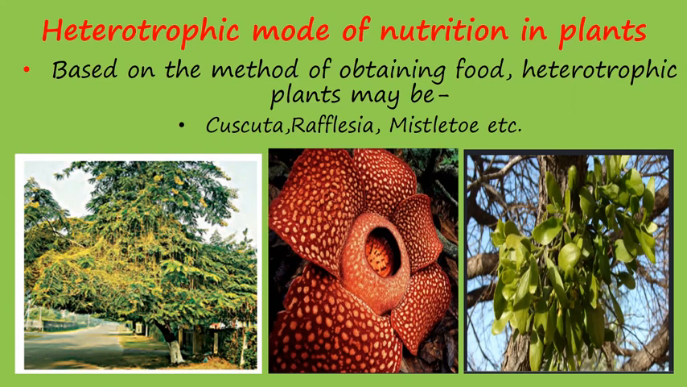Another example of a parasitic plant is Rafflesia. Again, it is a total parasite growing on the roots of the host plant. The chlorophyll is totally absent in it. It is an interesting plant as it bears the largest flower in the world. Each flower measures nearly 50 to 100 centimeters in diameter and approximately weighs 8 to 10 kg.